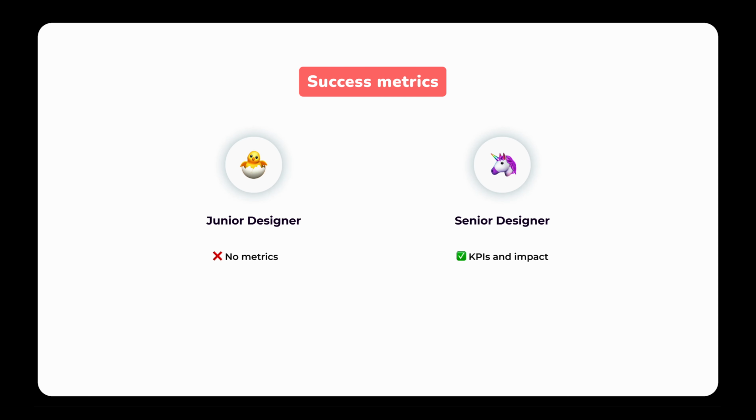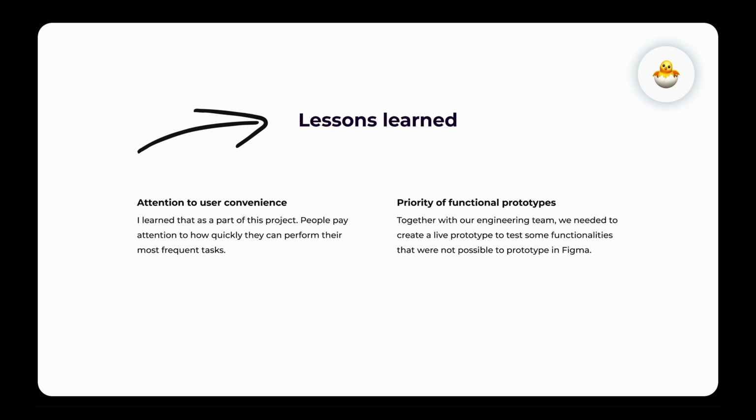And the last step is to define the UX metrics. And in many junior designer portfolios, I see this section as a wrap-up for the portfolio case study, the lessons learned. And of course, it's not a mistake to add the lessons learned section as long as it's meaningful and the lessons learned are not obvious. But in this particular example, we're missing the metrics completely. And we're focusing on lessons learned that are quite obvious, like attention to users' convenience and priority of functional prototypes.